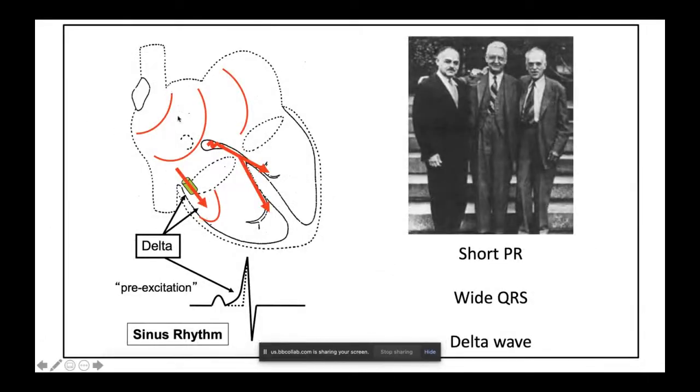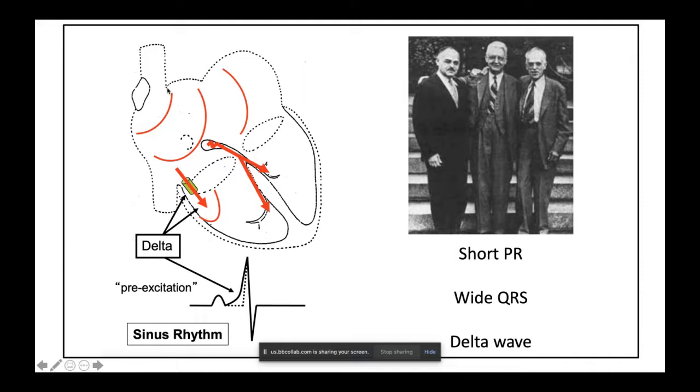So this is what WPW looks like. This is your normal AV nodal conduction. This is an accessory pathway that allows electricity to bypass your AV node and go down to the ventricles. So it pre-excites the ventricle. So you get a short PR, you get a wideish QRS because the activation is not through your normal conduction system, and you get a delta wave as shown here. By the way, this is a picture of doctors Wolff, Parkinson, and White, the three physicians after whom WPW is named.